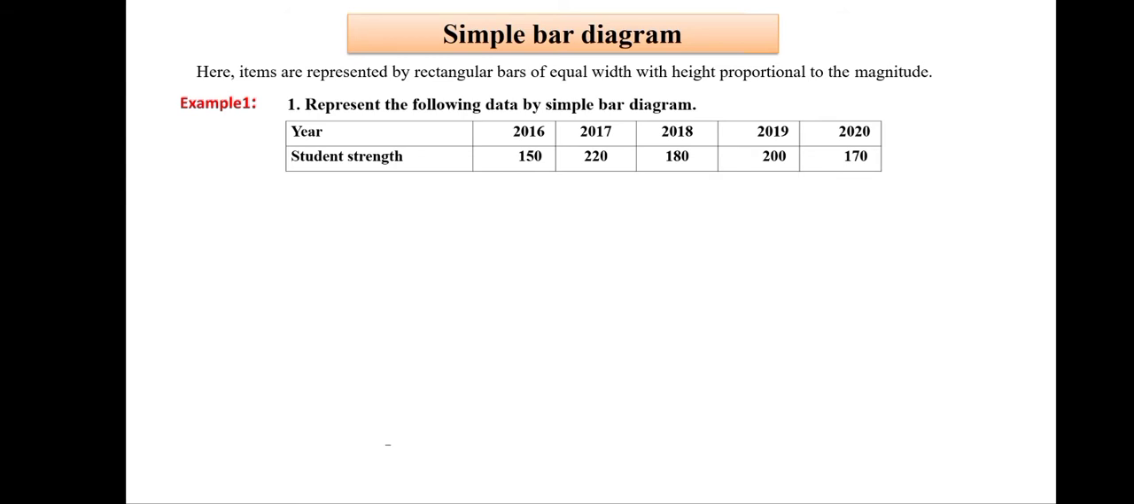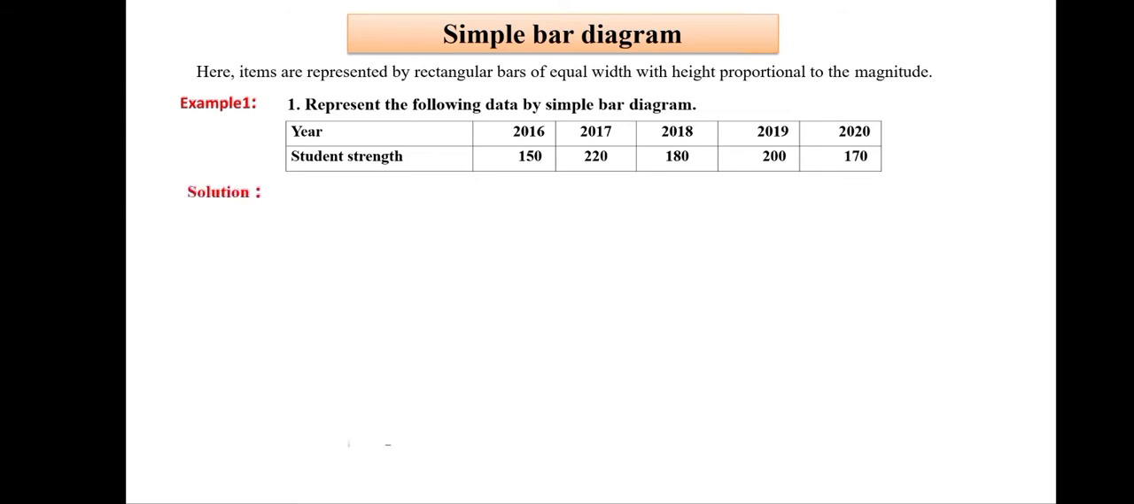Next, let us see what is simple bar diagram. It is one of the one-dimensional diagrams, and here the items are represented by rectangular bars of equal width with height proportional to the magnitude. Let us understand this using an example. Represent the following data by simple bar diagram. Years are given and student strengths are given. So let us draw the diagram.